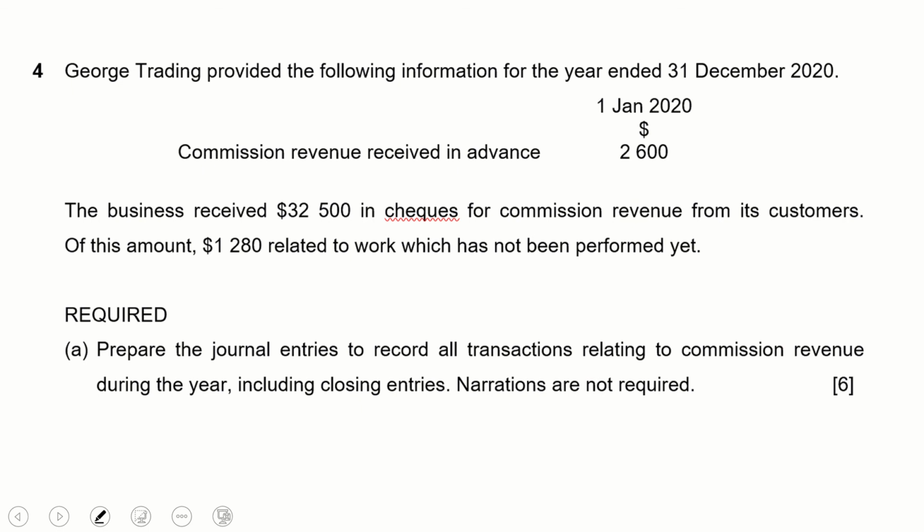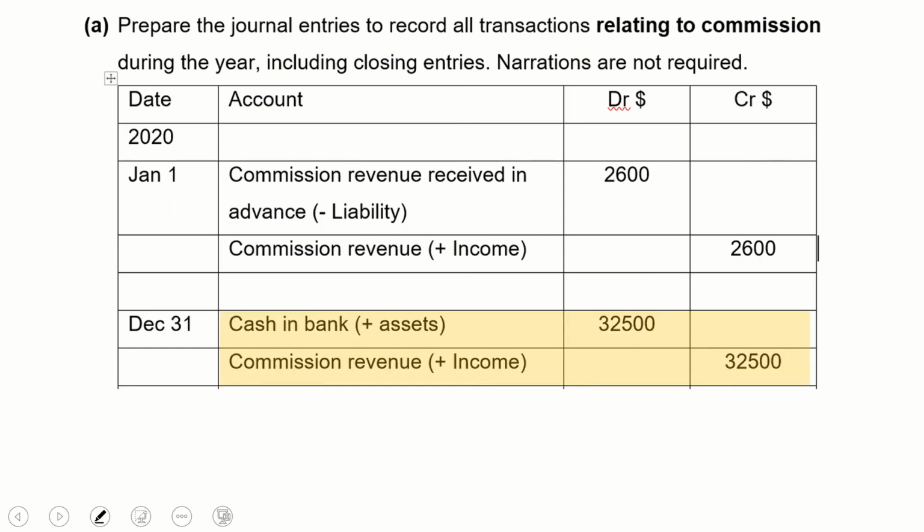The next piece of information that is given to you is that there is $500,000 in checks that is paid to you. So all these checks that are received for commission revenue need to be recorded in 2020. How do we record it? When I have received a check, I will record cash at bank increase. I will increase my assets, and I will also increase my commission revenue.